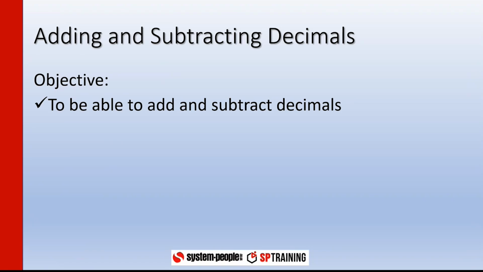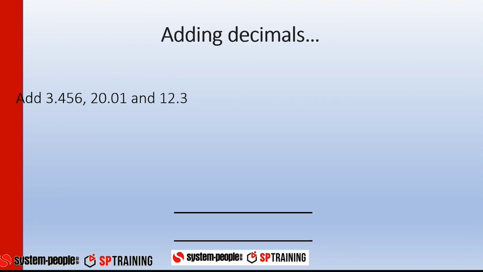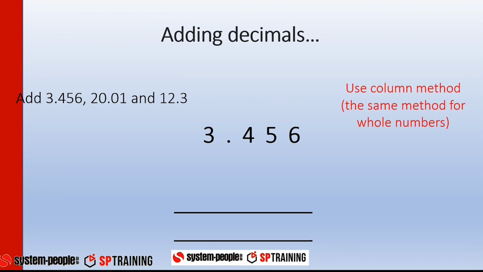Our objective is to be able to add and subtract decimals. Now, when you're adding decimals, let's have a look at these. We've got 3.456, 20.01 and 12.3. Little tip, if we're adding them, we're using a column method. Make sure that you get your decimal points in a line.